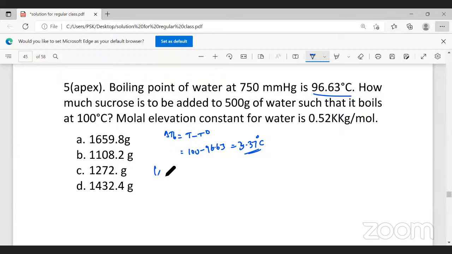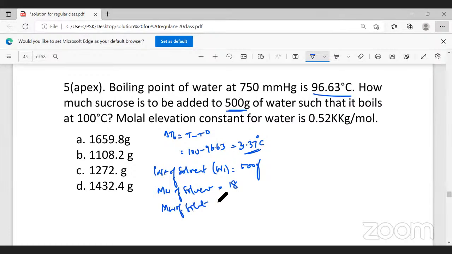What is the weight of solvent they have given? Weight of solvent, W1, they've given us 500 grams. What is the molar mass of the solvent? The solvent is water. Remember, the molecular mass of water is 18. What's the molecular weight of the solute? The solute is sucrose, C12H22O11. This is the molecular formula of sucrose. Remember, the molecular weight of sucrose is 342.